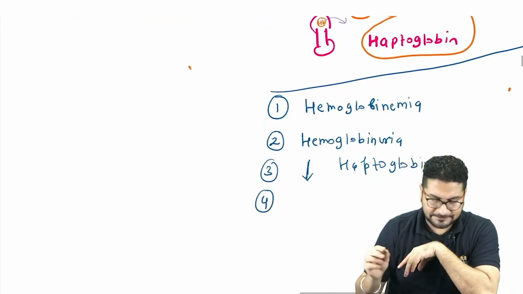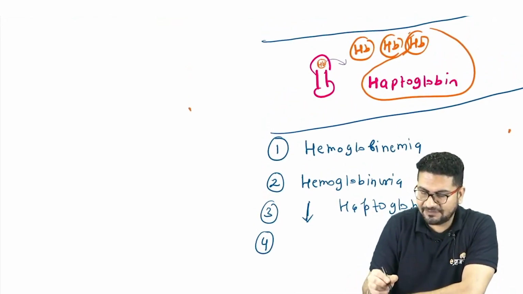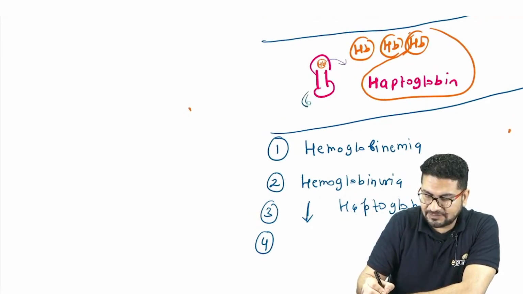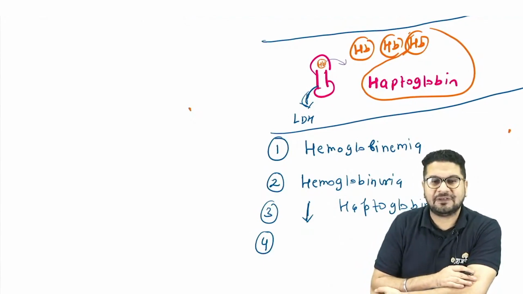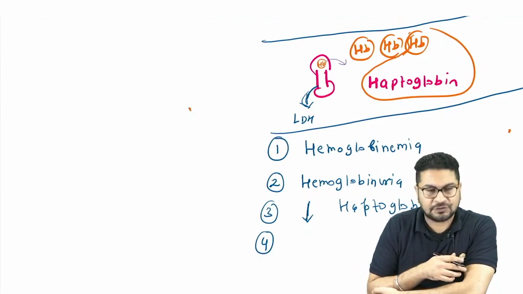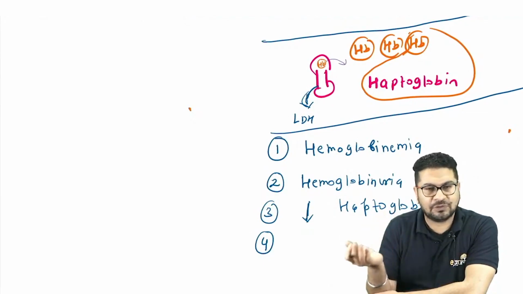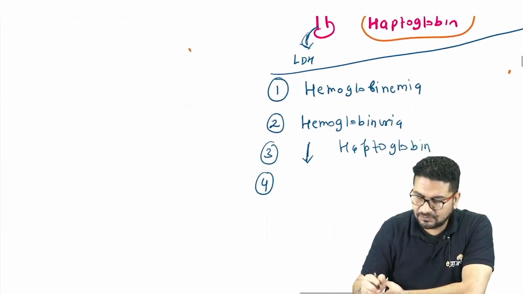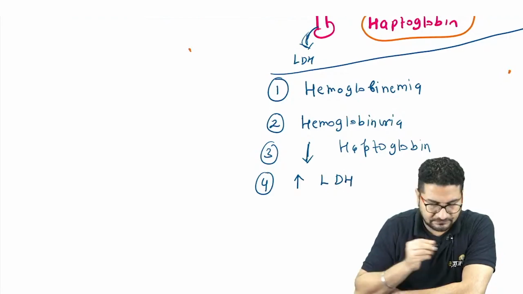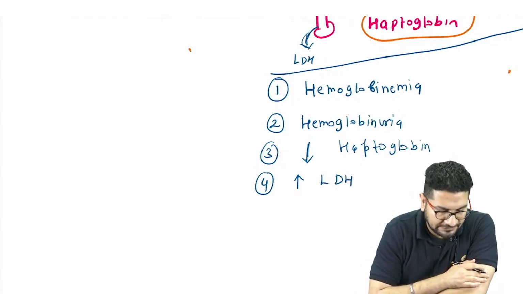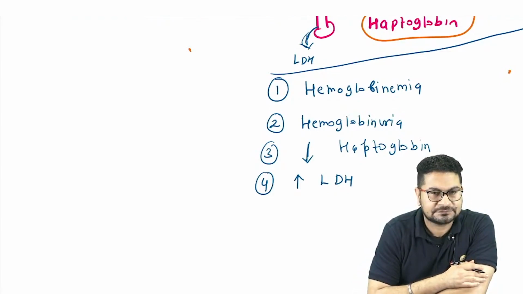When RBCs are dying, they have an enzyme. From the RBC, one enzyme will come out. This enzyme is called LDH. In biochemistry you will see RBCs have an enzyme called LDH. So when RBCs are dying, more LDH will come out. More LDH will come out means LDH level will increase. Clear? LDH level will increase. Guys, getting me or not?